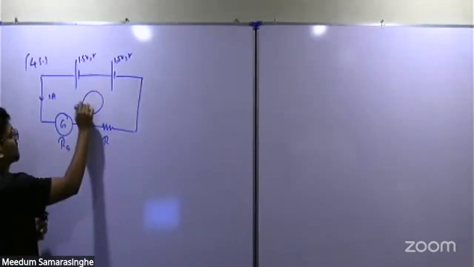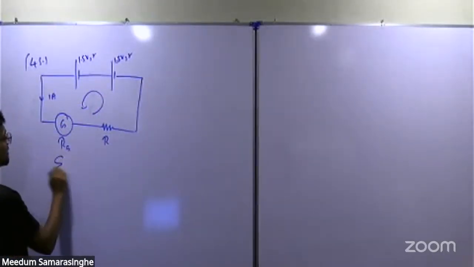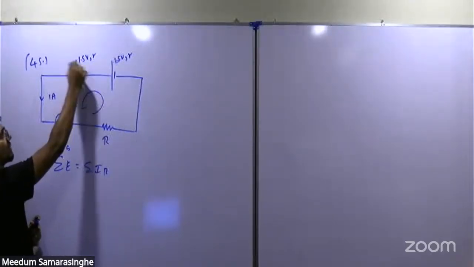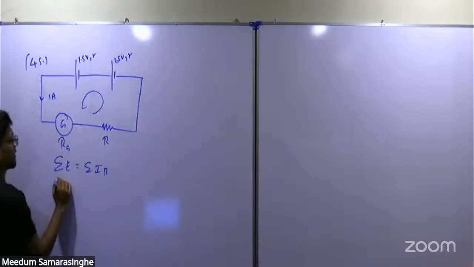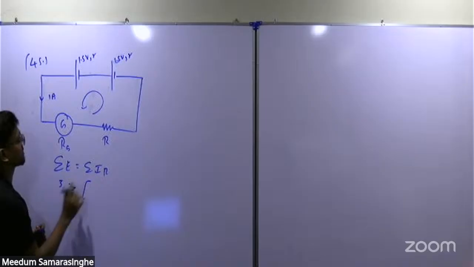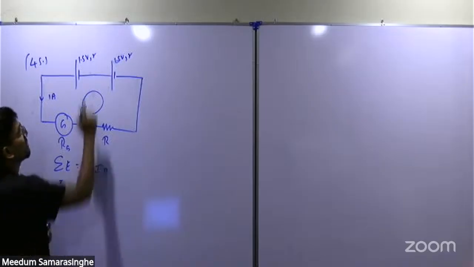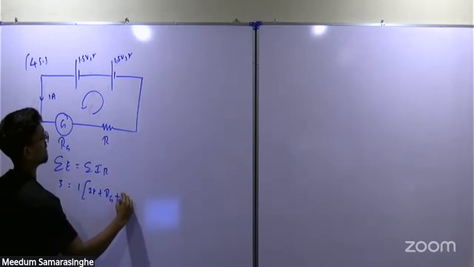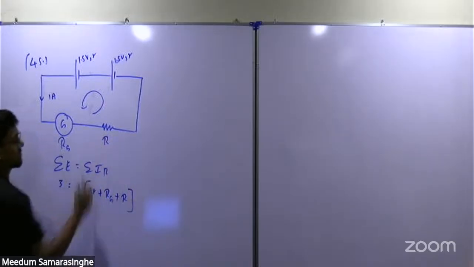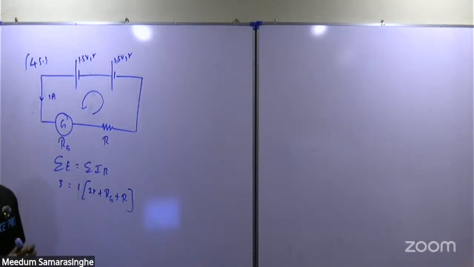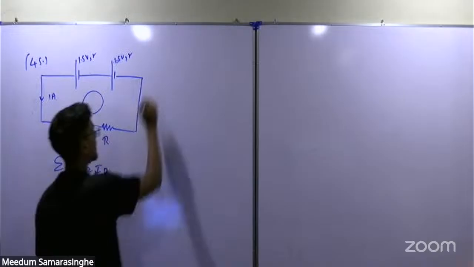Current is 1 ampere. You can apply Kirchhoff. Sigma E equals sigma IR. So E1 plus E2, that is 1.5 plus 1.5, equals I times the total resistance, where I is 1. The total resistance is how much? 2R plus the resistance of the galvanometer plus this one, capital R, right? Now, what happens when they are connected in parallel?